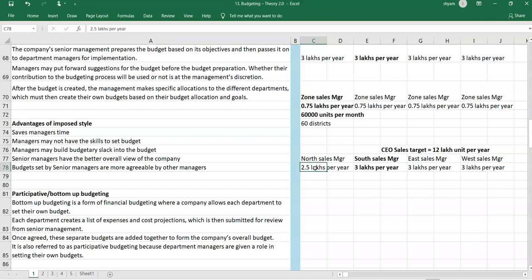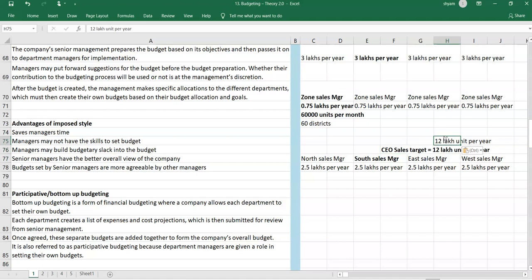If the CEO asks what target can be achieved, rather than telling 3, he will say 2.5. Similarly, all other managers will say the same thing. All other managers will tell him, sir, achieving 2.5 itself is very tough, so that can be the target. But when all of this is combined at the top level, the CEO cannot sell his usual target of 12 lakh units. His target would actually become only 10 lakh units.